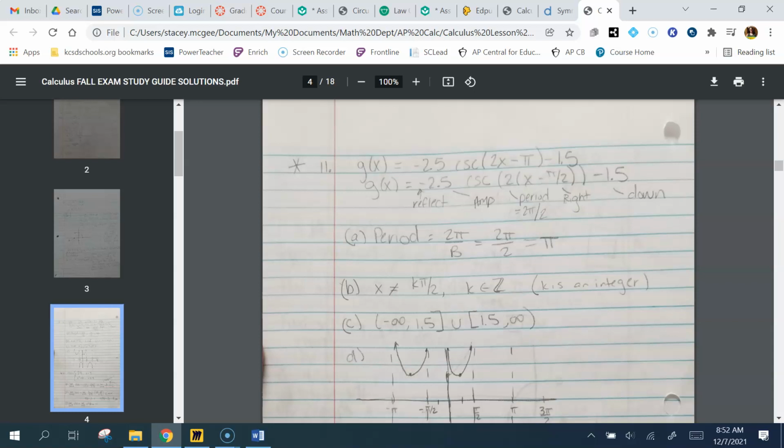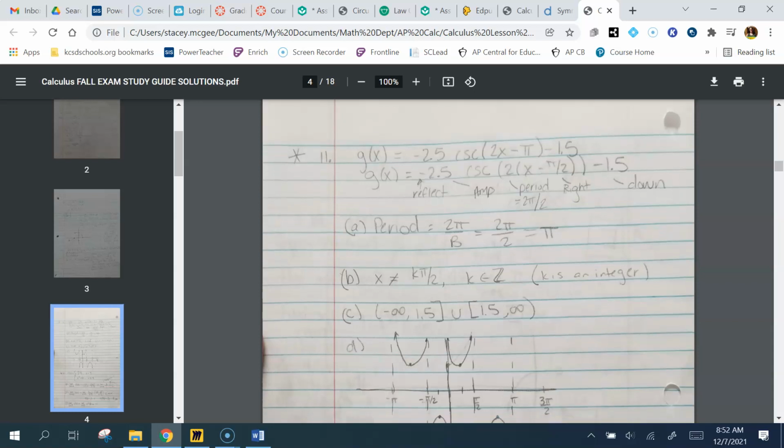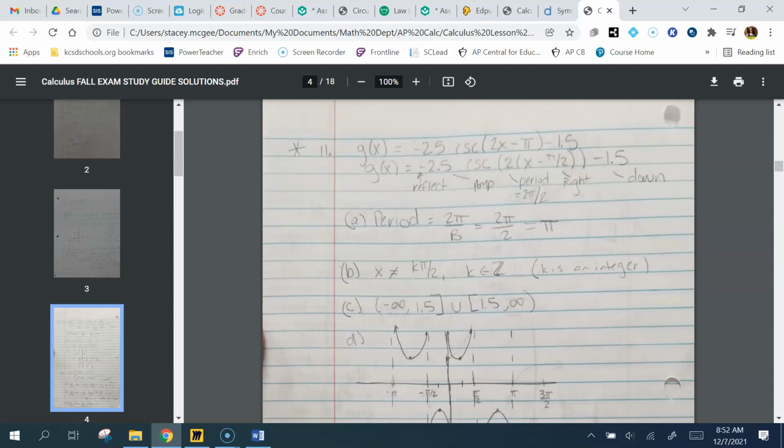So pi over 2 on positive 1. Okay, this isn't any sinusoidal graph. I put all this in here so that you would know what each thing did if you didn't have a good pre-cal background. Period is always 2 pi over b, but you have to know where b is.